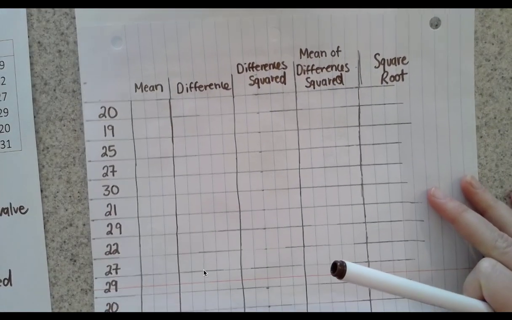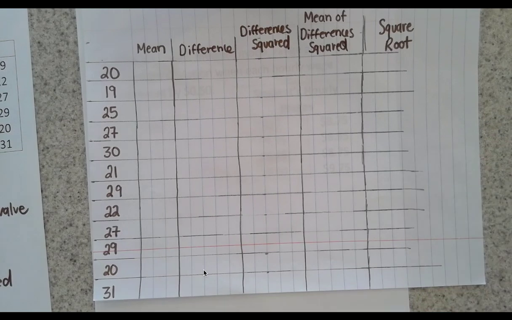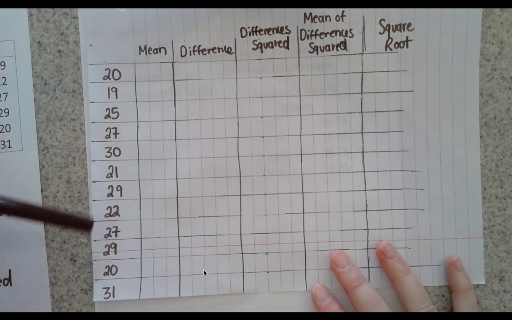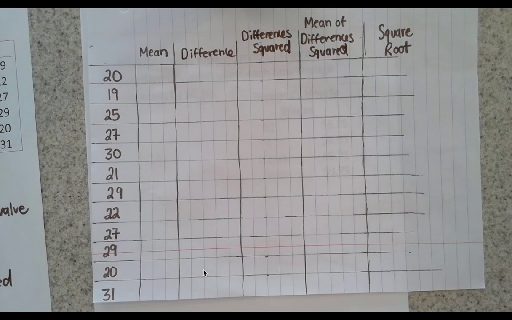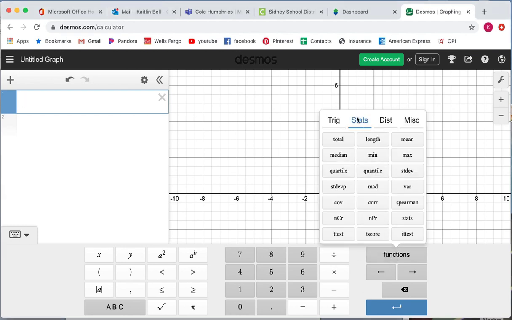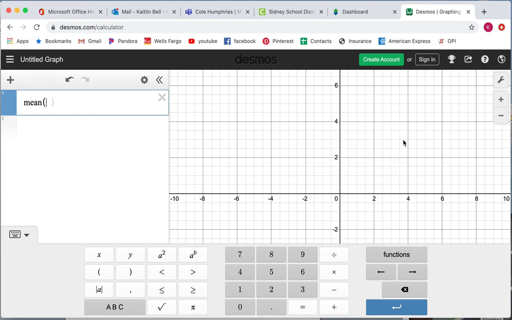Okay, so I have all my data here on the far left. Step 1, I'm going to find the mean using Desmos, the Desmos graphing calculator. So here in Desmos, I need to type in all of my data, and I want to find the mean. So click on your keyboard, go to Functions, make sure you're in Statistics, and then find the mean.